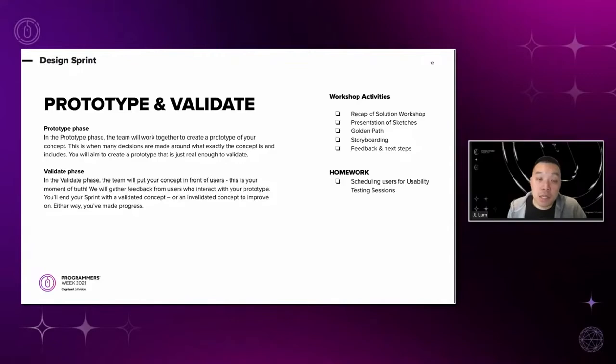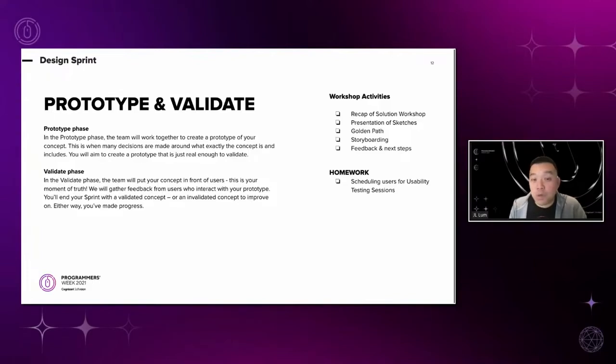So as the design team is creating the prototype, the client team needs to be busy recruiting and scheduling users for the usability testing sessions. And once the prototype is ready, the team will be able to test each of these prototypes with real users to get feedback that is going to validate if we're heading in the right direction.